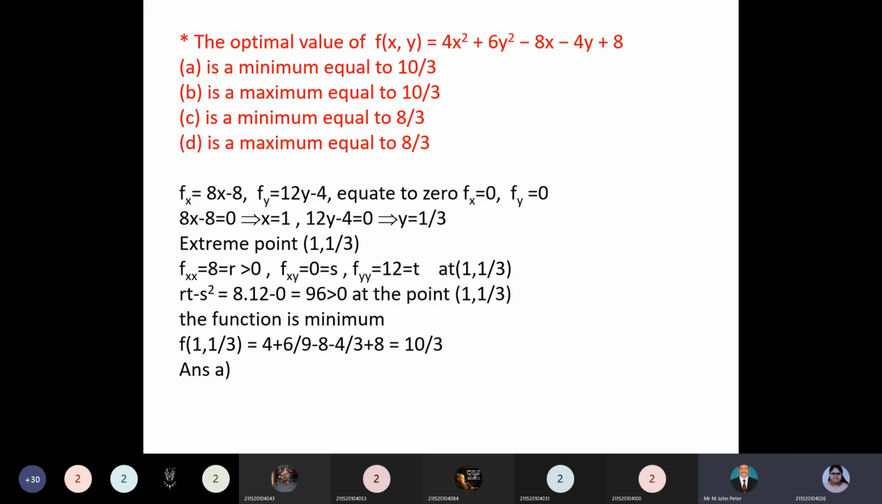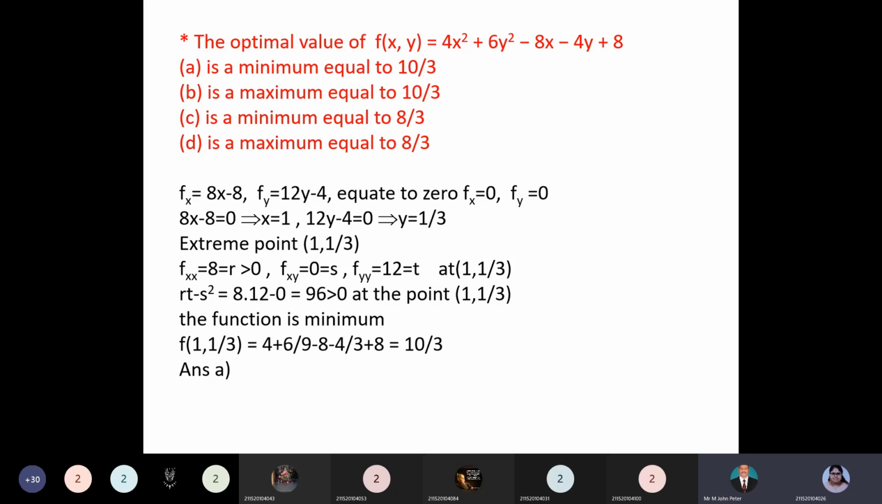Next, fy, partial differentiation with respect to y. In the second and fourth terms, we have y. So 6y² gives 12y, and minus 4y gives minus 4. Other terms are 0 with respect to y. To identify the stationary or extreme points, we equate fx and fy to 0. So fx equal to 0 gives 8x minus 8 equal to 0, so x equals 1. Second, 12y minus 4 equal to 0, so y equals 1/3. Combining, the point is (1, 1/3).